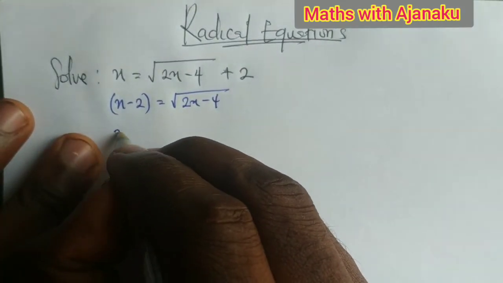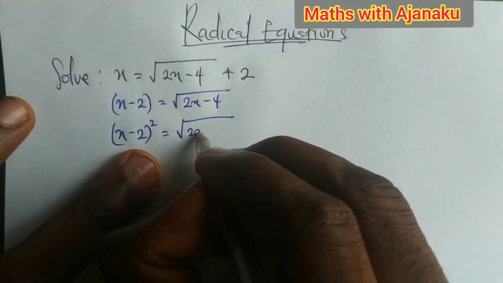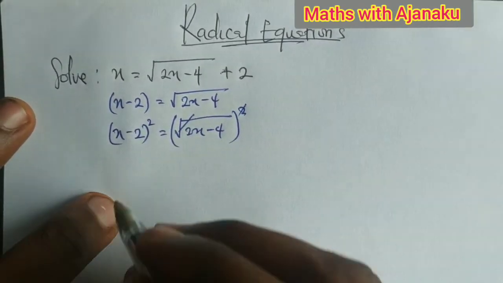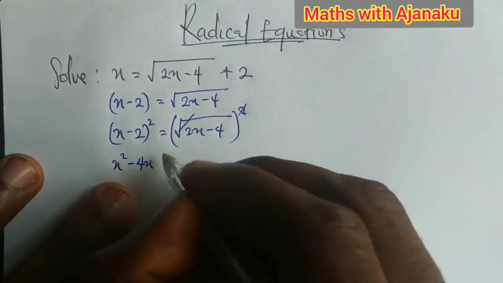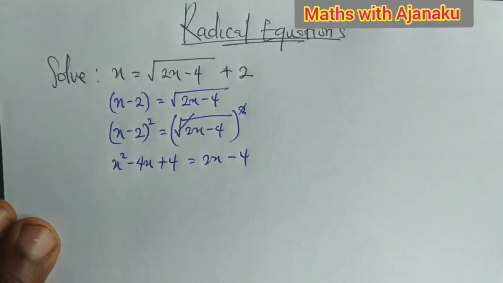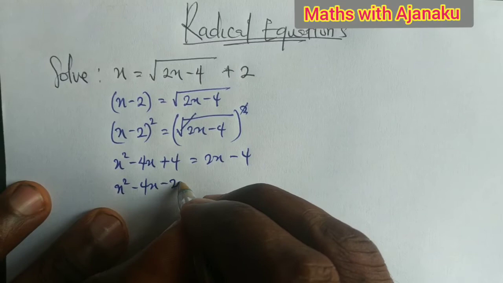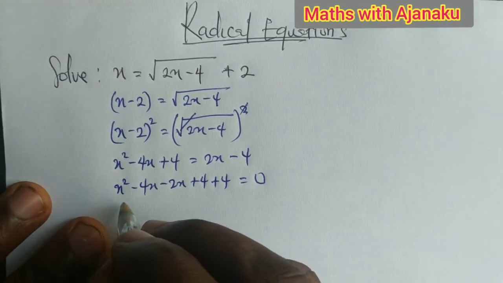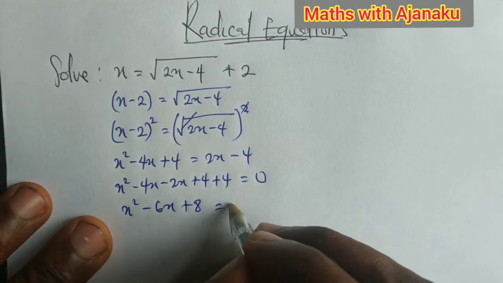Squaring both sides now, I have (x minus 2) raised to the power 2 is equal to the square root of 2x minus 4, all raised to the power 2. Then this gives me x raised to the power 2 minus 4x plus 4 equal to 2x minus 4. You move all the values to one side, then I have x raised to the power 2 minus 4x minus 2x plus 4 plus 4 equal to 0. This is x raised to the power 2 minus 6x plus 8 equal to 0.